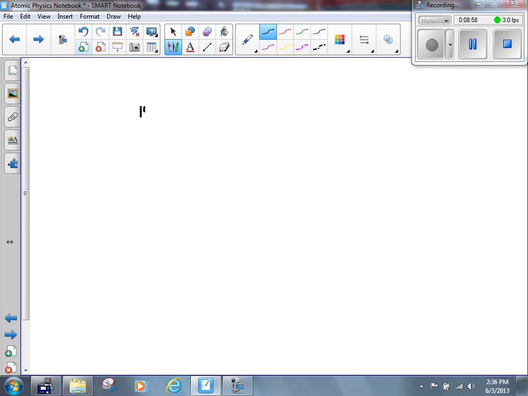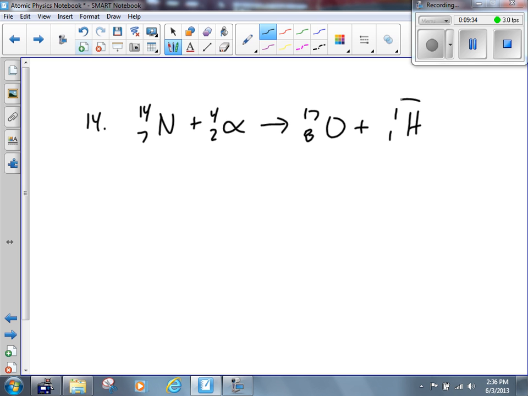Looks like this. 14,7 nitrogen plus an alpha particle goes to 17 oxygen. Well, we've got to balance this out. 7 plus 2 is 9. 8 plus what is 9? 1. 14 plus 4 is 18. 17 plus 1 is 18. Now, that doesn't appear like anything that we've looked at before, alpha, beta, gamma, whatever. So we look on a periodic table and we find that atomic number 1 would be hydrogen. So that would be the product there.